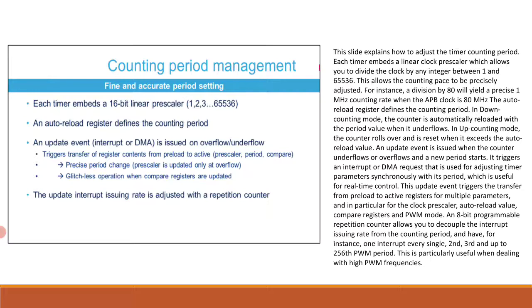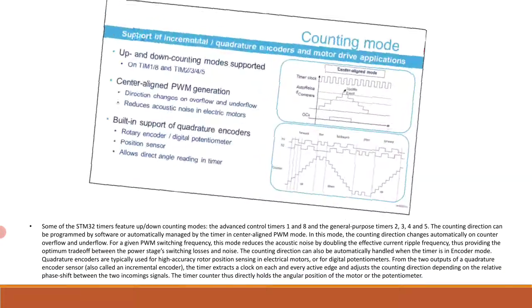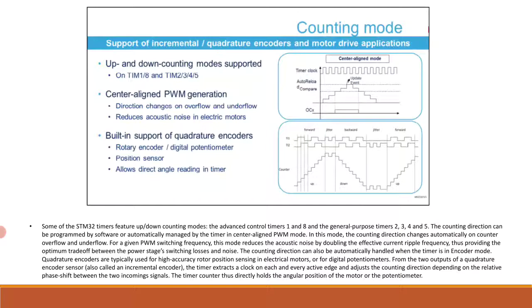Some of the STM32 timers feature up or down counting modes. Let's look at the counting modes: the advanced control timers 1 and 8, and the general purpose timers 2, 3, 4 and 5. The counting direction can be programmed by software or automatically managed by the timer in center aligned PWM mode.